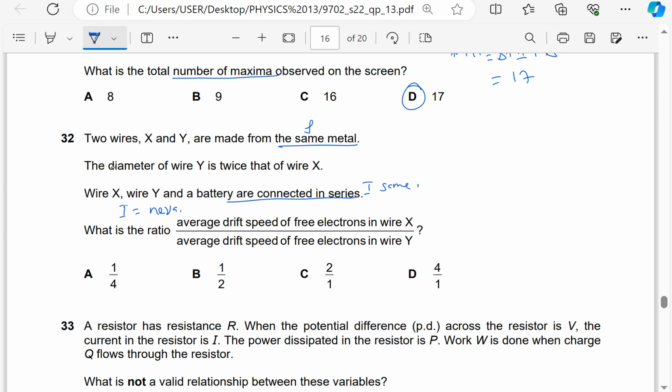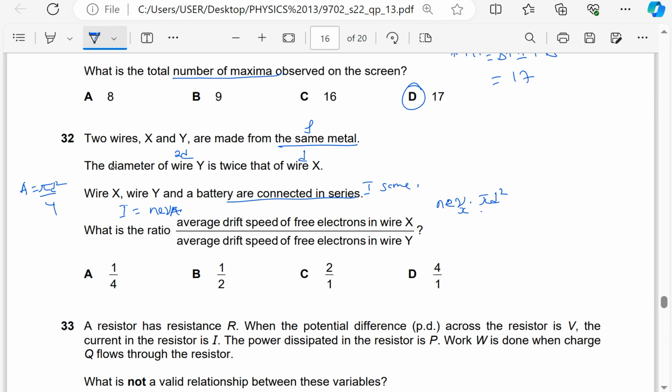So let's start with X. For wire X, we have n, the number of free electrons, because it is the same material, times the charge of each electron, e, times the average drift speed Vx, times the area. Area is equal to pi d squared divided by 4. The diameter of wire Y is twice that of X, so let X be d and Y be twice d.